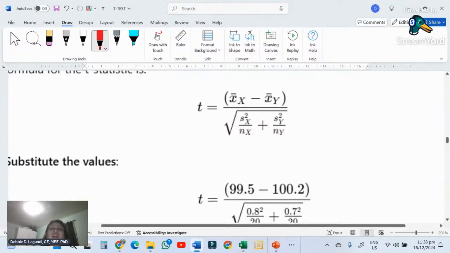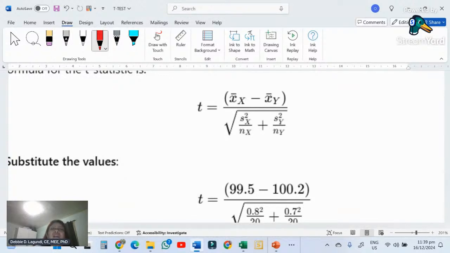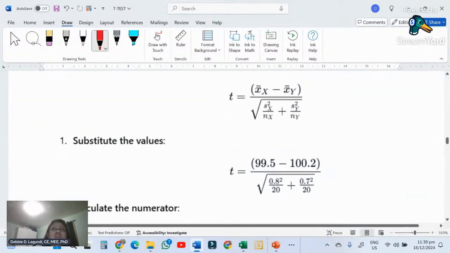So the formula is, on the numerator, the mean of the first one minus the mean of the second, and then the square root of the quotient of the square of the standard deviation of that sample over the sample size, and you have to add it to the square of the standard deviation of the other group divided by their number as well. Okay, so having said that, let's substitute.